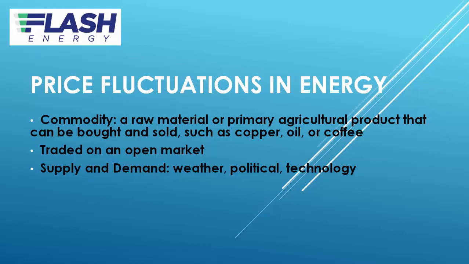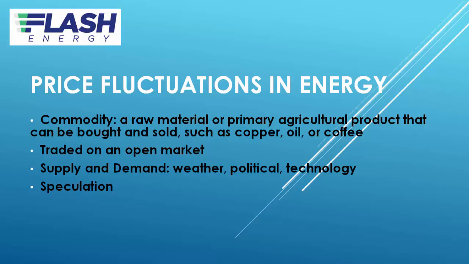You have political reasons. You have political factors such as war, trade embargoes, things like that. And then, of course, technology. Anytime you make an advancement in technology, it generally drives the price down. When we developed ways to do fracking and horizontal drilling here in America, it really drove the price down heavily on natural gas. That's an example of that.